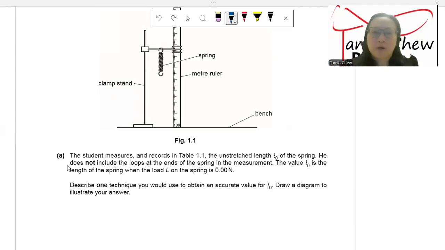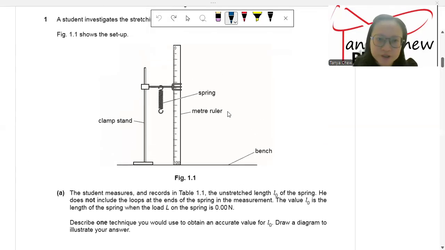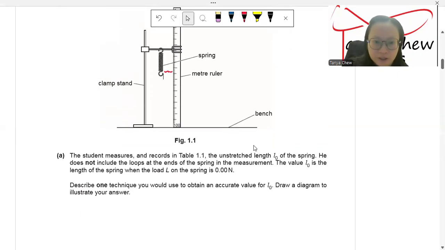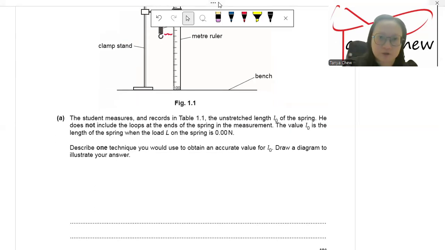When this kind of question is being asked, you have to look back at the figure that they drew here. Don't you think that there is a certain distance between this spring and the meter rule? Because the spring is not placed on top of the scale of the meter rule, sometimes due to a misjudgement of the value, you might not be able to get an accurate value of the length of the spring. So I am going to draw a diagram to illustrate the answer because they asked us to draw.